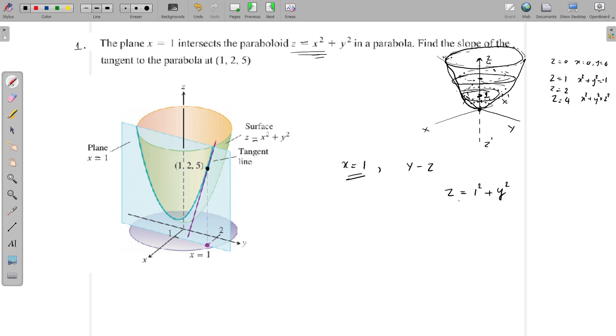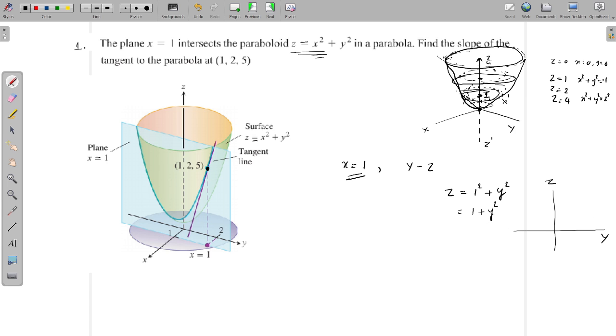Then this is a parabola in the zy plane, and here we have y and this is z. So this is the parabola z equal to 1 plus y square. Like x equal to y square, we have z equal to y square. Okay, so we need to get the slope at this point. This will be like this.